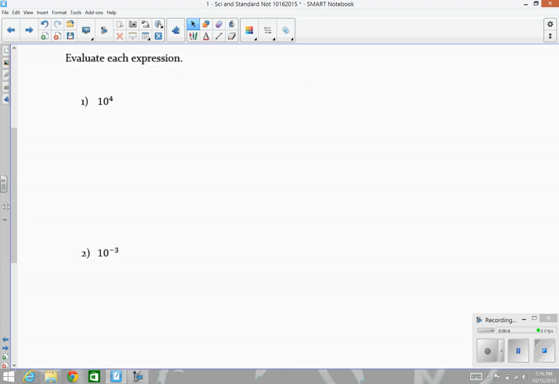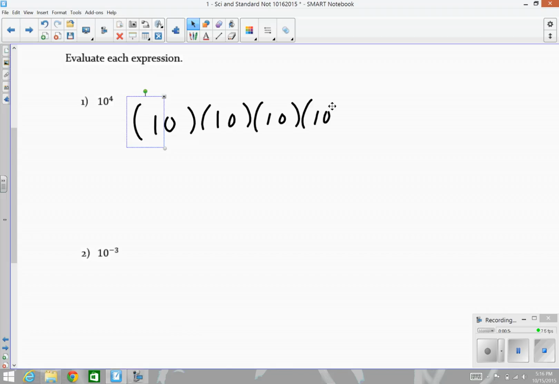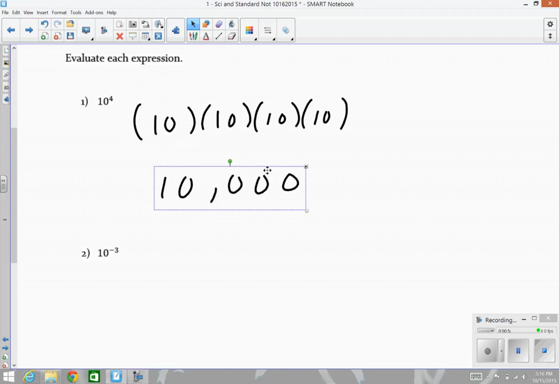Alrighty, hopefully you had a chance to try these on your own. 10 to the 4th, hopefully we recognize from our exponent unit, is 10 times 10 times 10 times 10, otherwise known as 10,000.